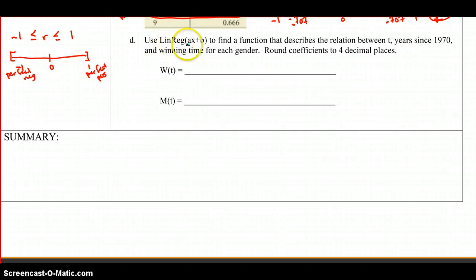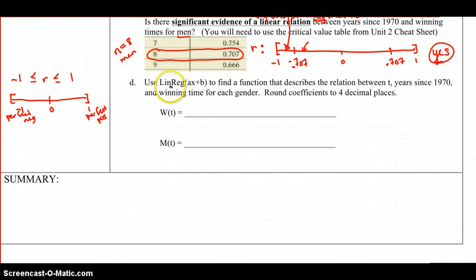Alright, so now it says to use the linear regression feature to find the function that describes the relationship between the years since 1970 and the winning time for each gender. So these values were actually on the same output screen where we just got R. So for this one, and we're going to put a little hat on top here actually, the estimated winning time for the women was -0.1713 times T plus 43.5355. Now on your screen it says y equals ax plus b. But again, the input variable here is really t for our equation. So we're going to replace x with a t.